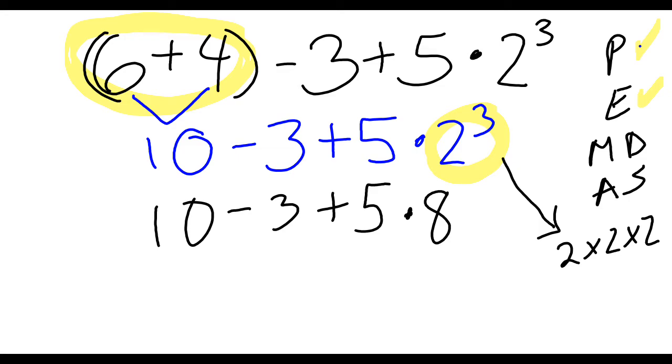Okay, now I look at my list and I go, okay, is there any more parentheses? No. Are there any more exponents? No. Is there multiplication or division? Oh, there is, right here. So I'm going to do that next. 5 times 8, that is equal to 40. I'm going to bring down my plus sign, my 3, my minus sign, and my 10.